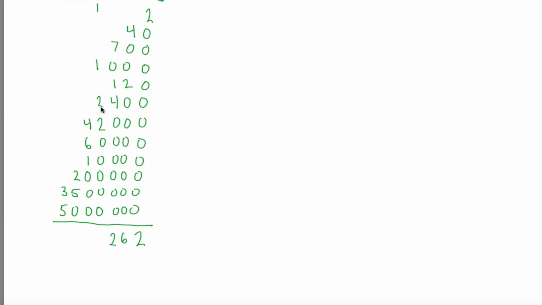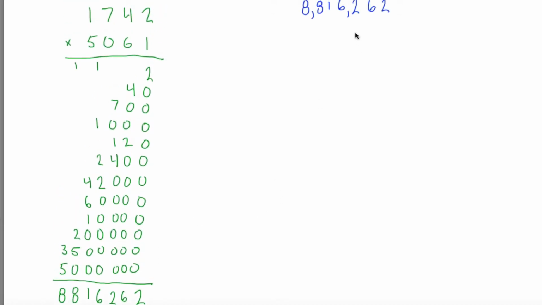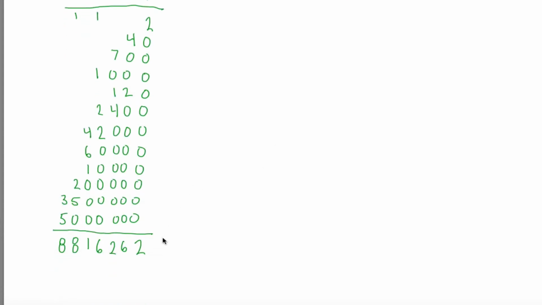1, 2, 3, 4, 5, 6 is what I get in this column. Nothing carries. 4 plus 6 is 10, plus 1 more is 11. So I'll write a 1 and carry a 1 into this column. 2 and 5 is 7, plus 1 more is 8. And 3 and 5 is 8. And hopefully, I get the exact same answer, 8,816,262. Awesome.